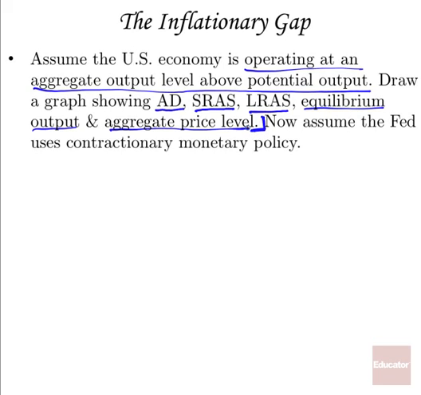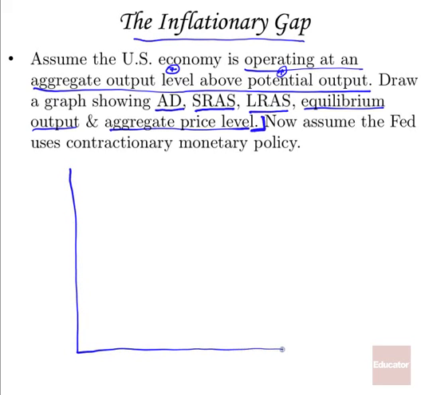This is the basic macroeconomics graph: aggregate demand, aggregate supply, with the short run and the long run as well. But if you're operating at an aggregate output that is above the potential output, then you have what's called an inflationary gap. So how do you draw an inflationary gap? Let's go ahead and draw this scenario here.